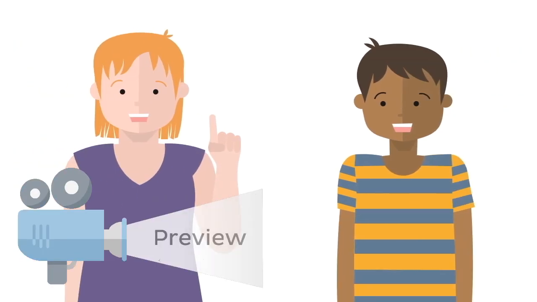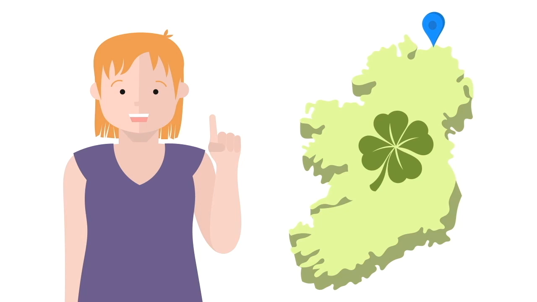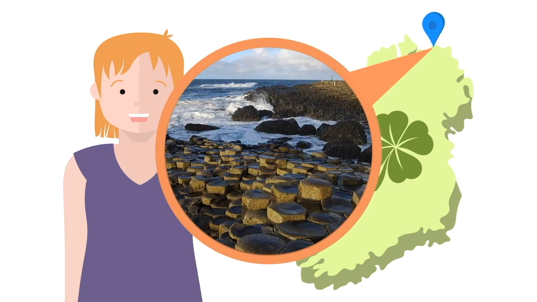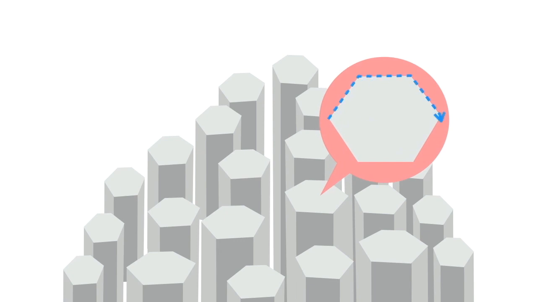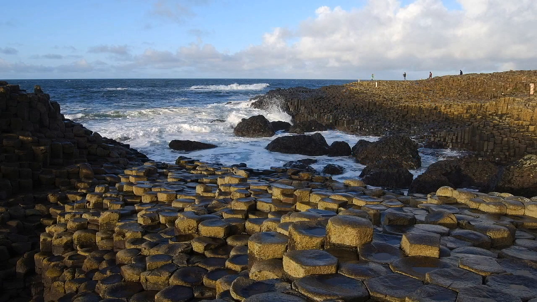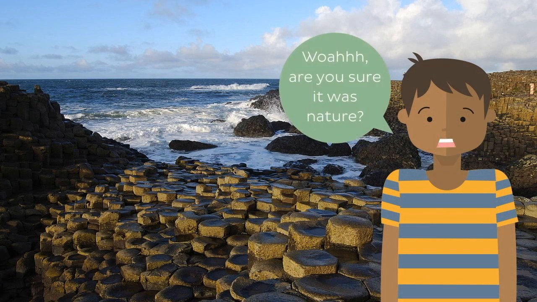Have you ever heard of a place called Giant's Causeway? It's a stretch of land on the north coast of Northern Ireland, which is renowned for its unique arrangement of rock formations. These formations are actually basalt columns, which are naturally formed as hexagonal in shape. When you see this landscape, it's hard to believe that it was created by nature.